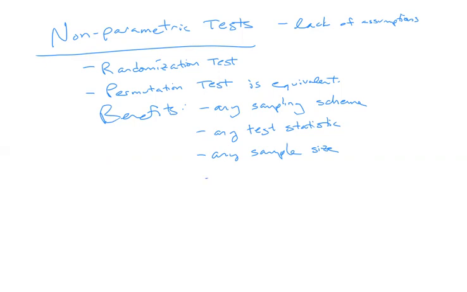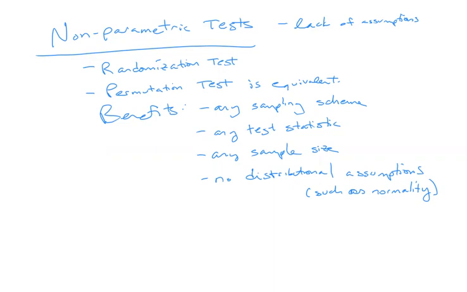In addition, there's no distributional assumptions. At no point do we say, oh, I hope the data looks normal. We didn't have to check that. We didn't have to worry about that. So no distributional assumptions such as normality.